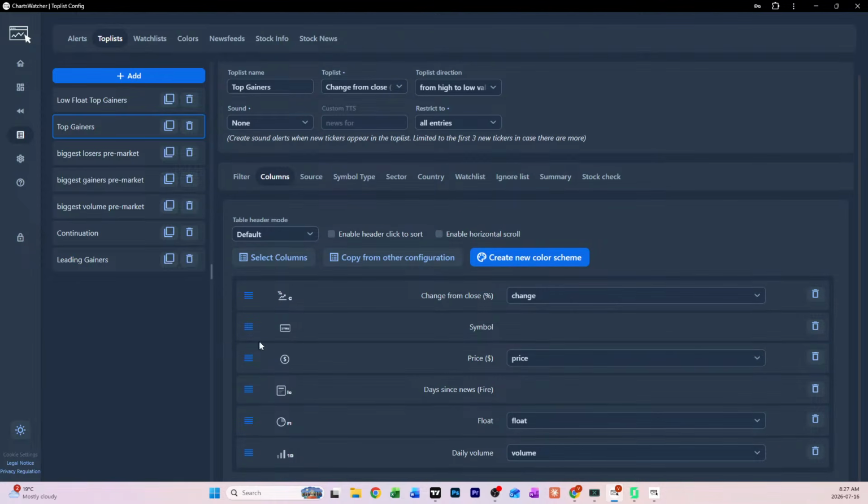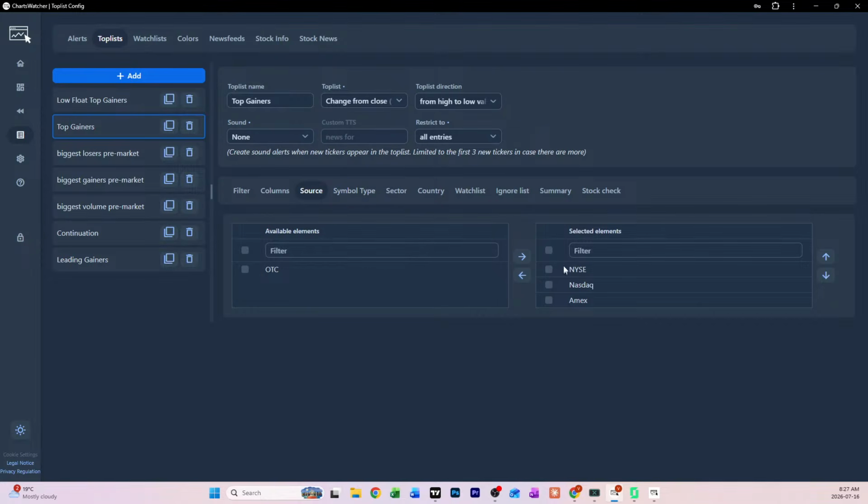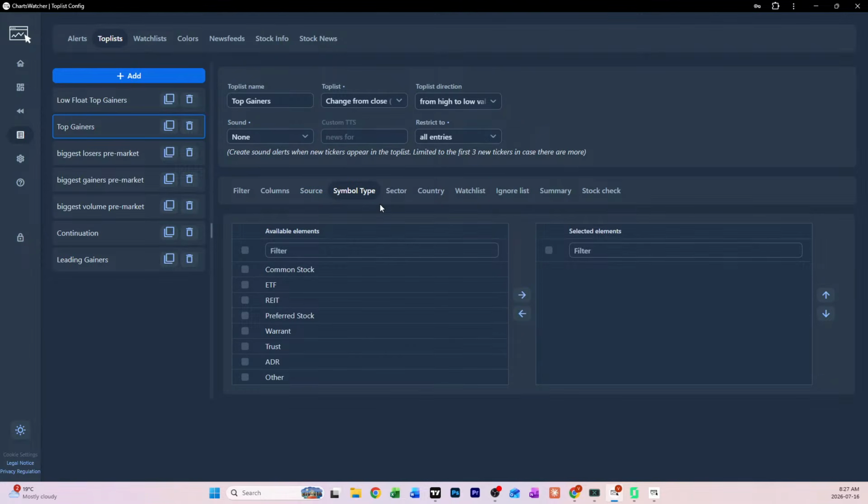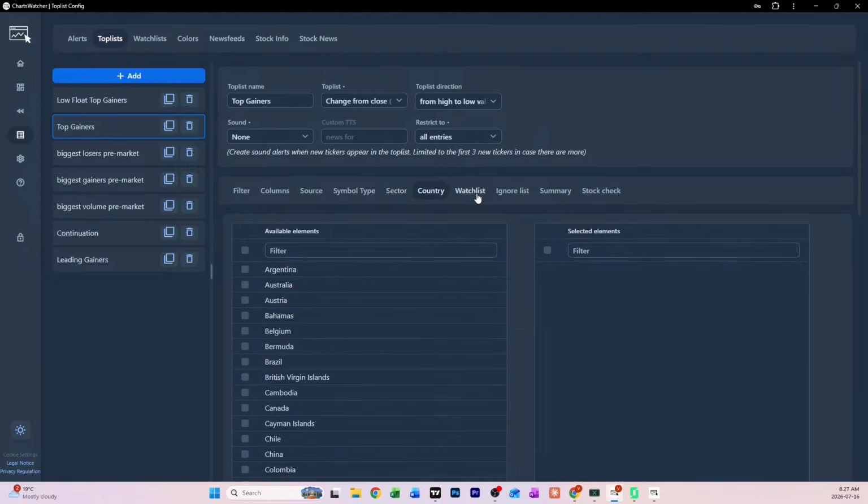That's my columns for it with all the color schemes and stuff. So you can pause the stream and go back and look if you want. NYSE, NASDAQ, Amex. And I don't really have anything for all this other stuff.